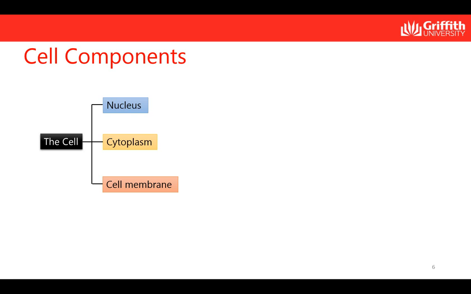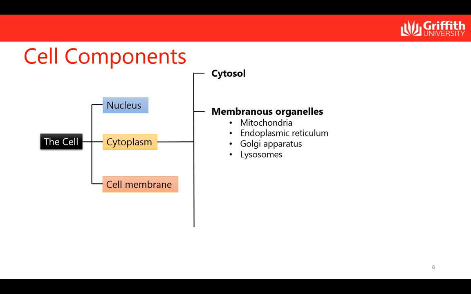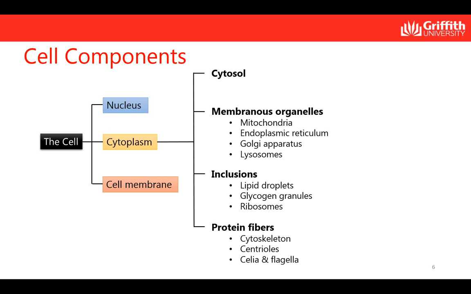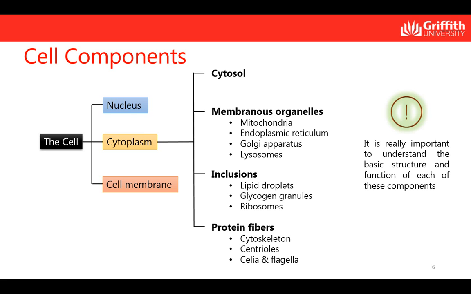The cytoplasm holds multiple different structures within it, such as cytosol, which contains dissolved solutes, membrane organelles such as mitochondria, the Endoplasmic Reticulum, the Golgi Apparatus, and lysosomes that perform specific functions such as protein synthesis or ATP production. Inclusions include lipid droplets, glycogen granules, and ribosomes. Finally, protein fibers make up the cytoskeleton and cellular extensions such as cilia and flagella. It is really important for you to understand the basic structure and function of each of these listed components.